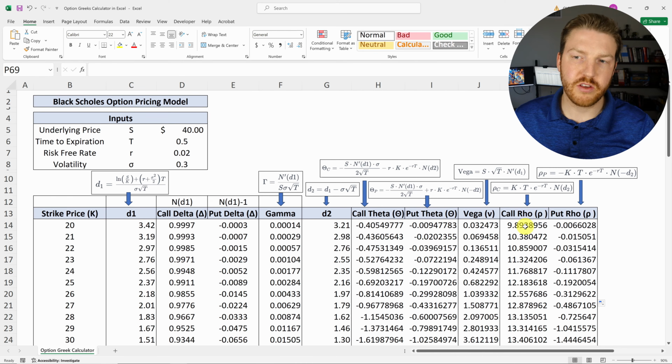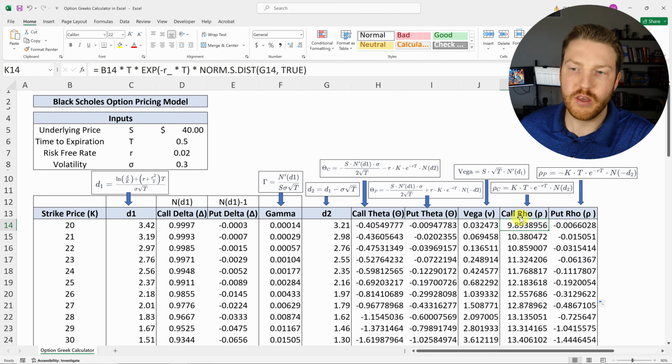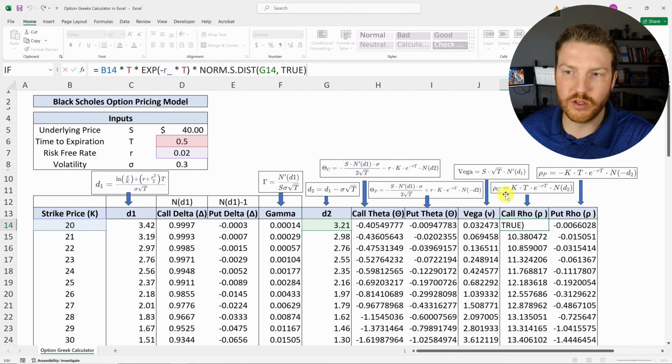Let's dive into how to calculate it and how we can interpret what Rho means and why it would matter to a trader. Let's calculate call Rho and put Rho, and I'm just going to show you real quick these formulas. So here is the formula for the call Rho. It's going to match this box right here. So it's equal to the strike price multiplied by the time to maturity multiplied by e to the negative RT.